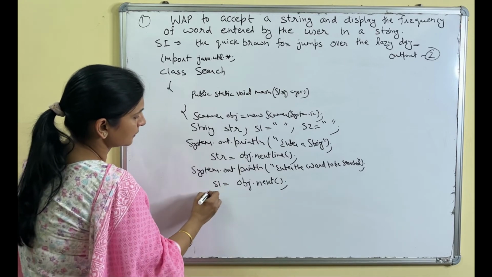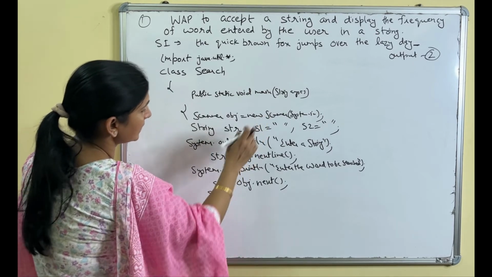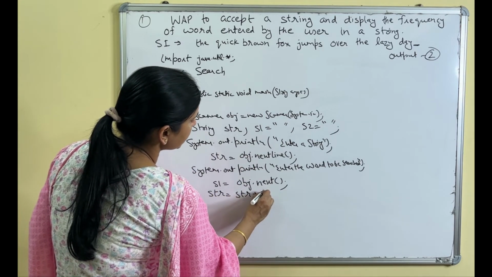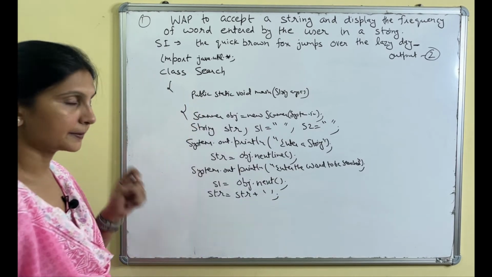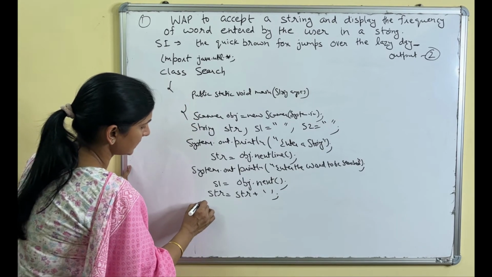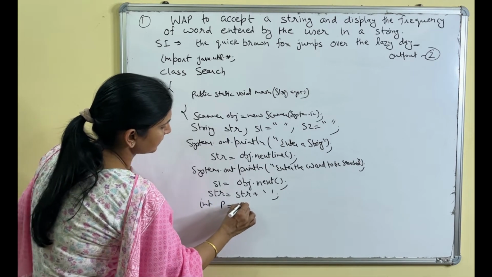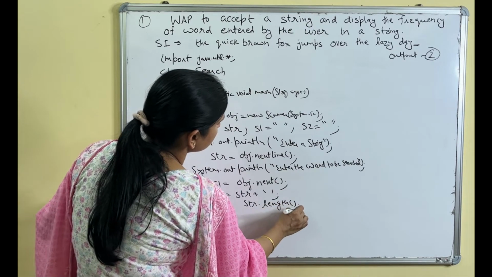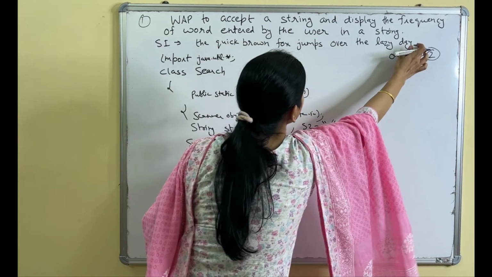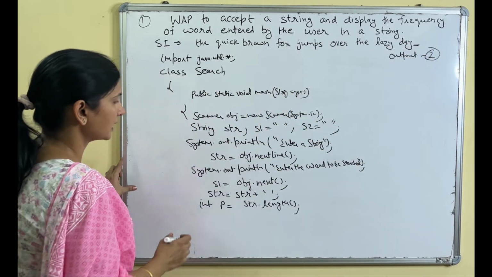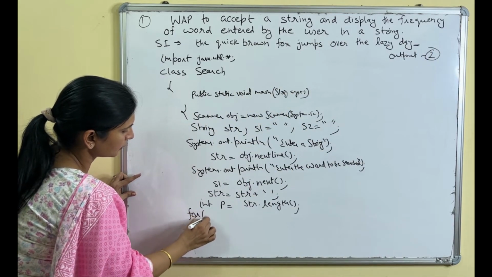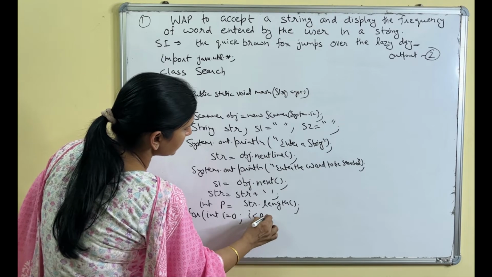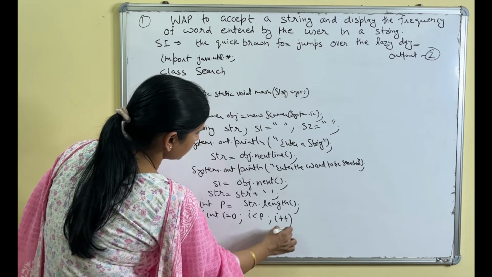So first we will add space in str. So str equals str plus blank space at the last. Then we will find out the length. int p, string length, str.length(). So through length we have got the length from the beginning to this blank space. Then we will apply the loop: for int i equals 0, i less than p, i plus plus.